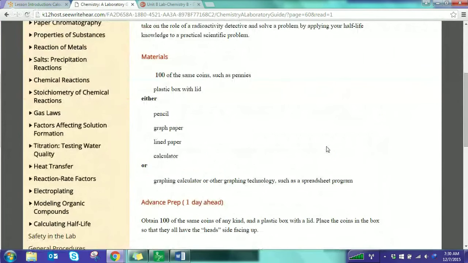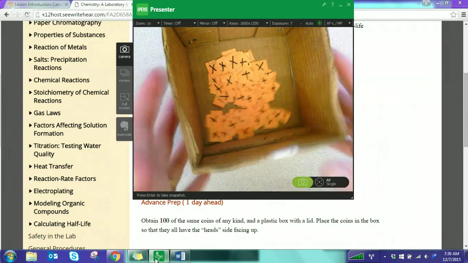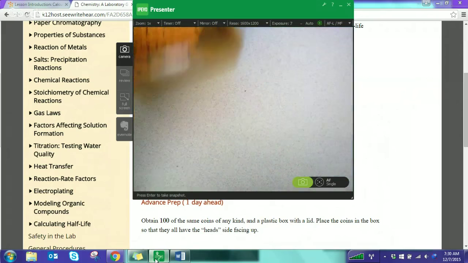So one of the things is that for materials, it tells you to get 100 of the same coin. If you don't have 100 of the same coin, you can do other things to get through this. For example, I just cut out a bunch of little tiny pieces of paper, put an X on one side, and there's no X on the other side. That way I have a head versus tails.